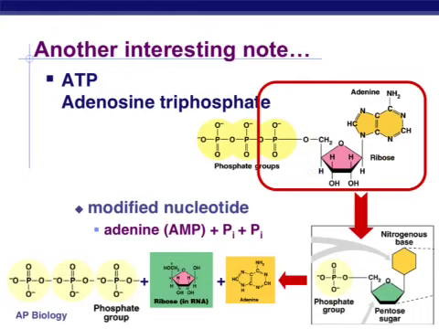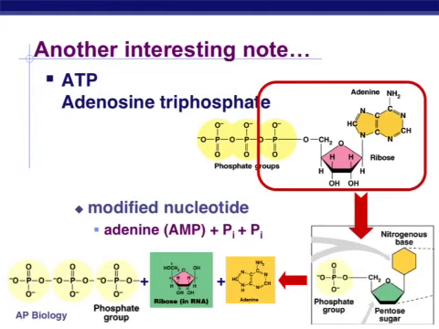So we call this a modified nucleotide. Now, every time you remove or add a phosphate group, you change the identity of this particular modified nucleotide. When you only have one phosphate, it's AMP, or adenosine monophosphate. When you have two, it's ADP, or adenosine diphosphate. And of course, when you have three, it's ATP, adenosine triphosphate.